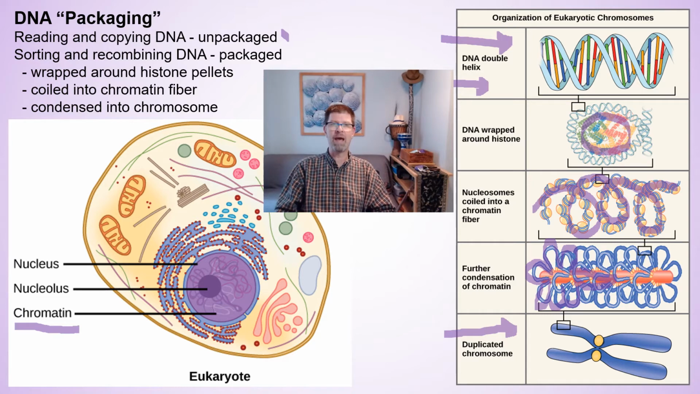We need to unpackage it to read it and copy it. And then we package it by wrapping it around pellets, coiling it into chromatin fibers, and then condensing it down by folding it back and forth into this chromosome.